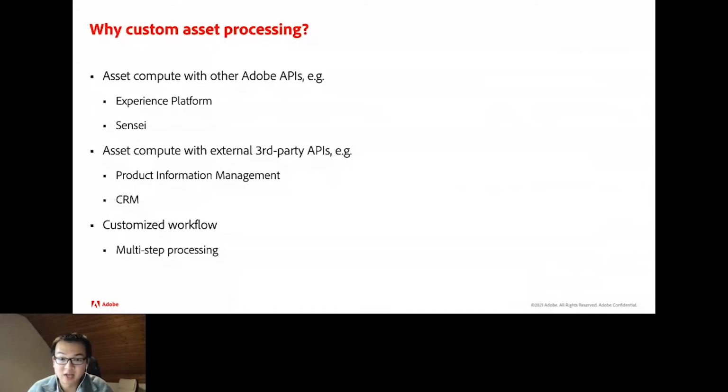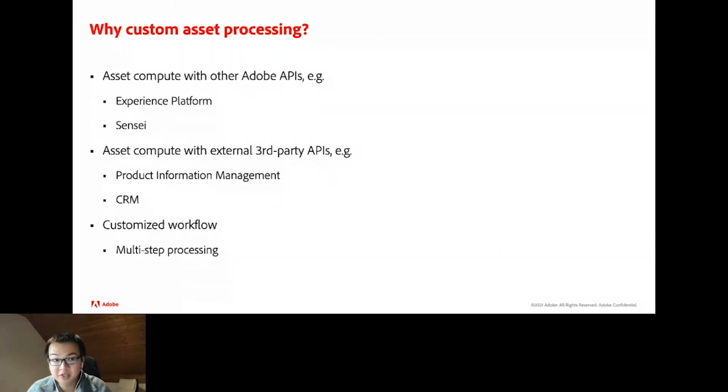Another class of APIs that you might use your custom worker for is external third-party APIs, such as Product Information Management, in short PIM, or CRM systems, to name a few. If you attended the keynote earlier today, you might have seen the demo by Dave adding product info to the assets metadata on AEM Assets.